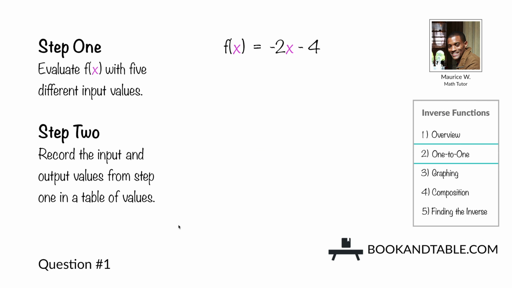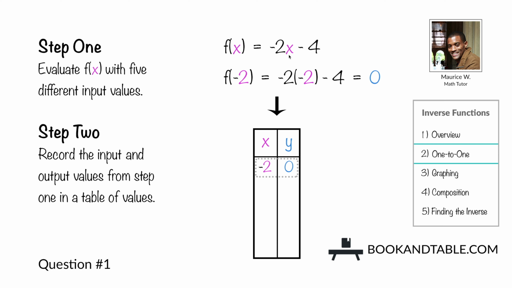Question number 1. Step 1. Evaluate f of x with 5 different input values. So we are given f of x is equal to -2x minus 4. So we'll insert -2 up to +2 for x. And then step 2, we'll record the input and output values from step 1 in a table of values. So for -2, we get f of -2 is equal to -2 times -2, which is +4. And 4 minus 4 is equal to 0. So the input is -2 and the output is 0.